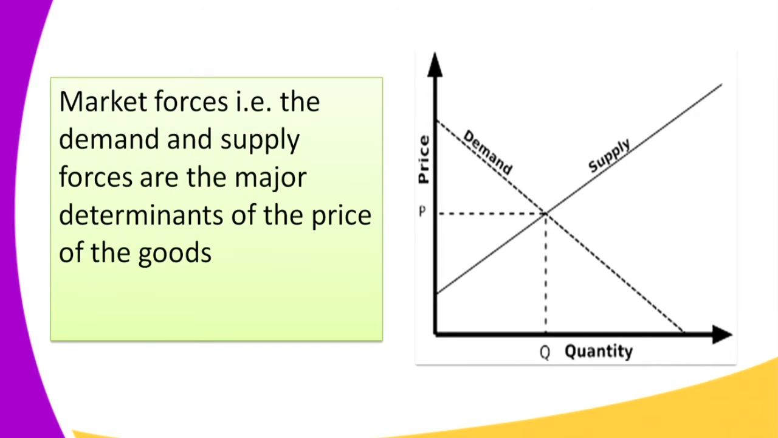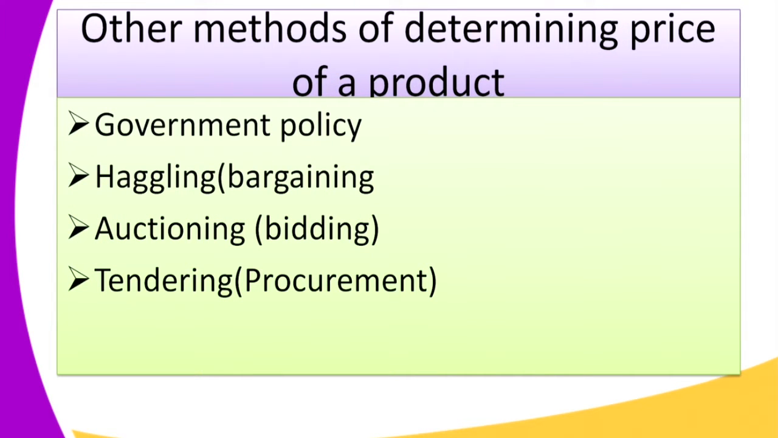So we also have other methods. One method we have talked about of determining the price of a product is the market forces, whereby we come up with the equilibrium point from the demand curve and the supply curve. Still, we have some other methods of determining the price of a product. The other methods may include government policy. This is whereby the government comes in and sets the price of a product and states that the price of this product should not go beyond a given figure.